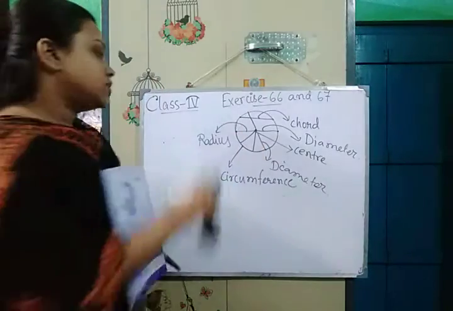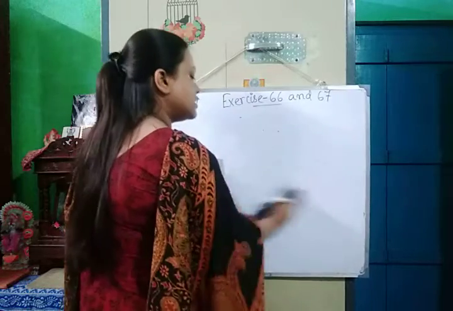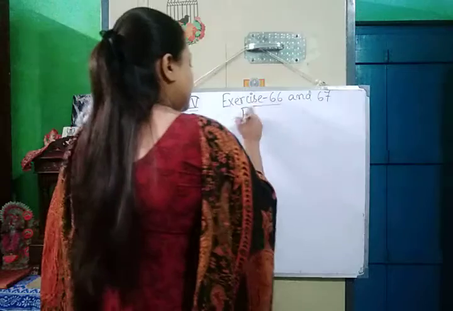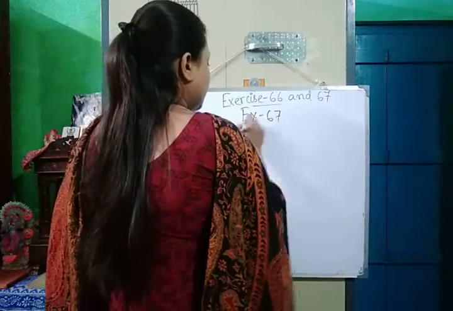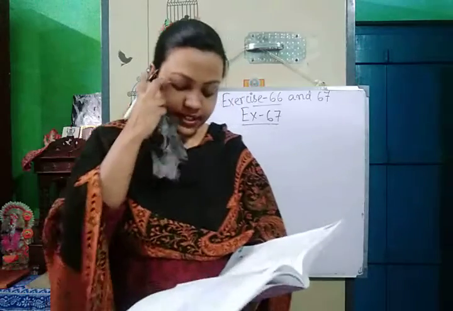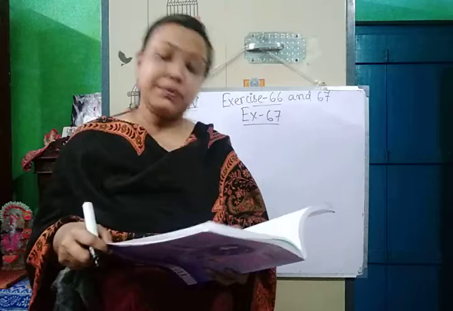Okay, so these are the two formulas which we will need in doing the sums in the next exercise. So now I am starting exercise 67. Okay. So in exercise 67, question number 1 is, which of the following are simple closed curves?